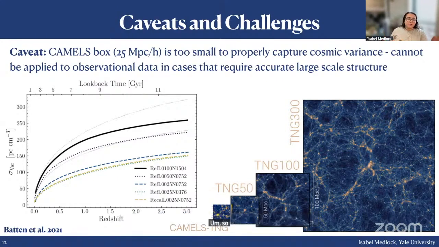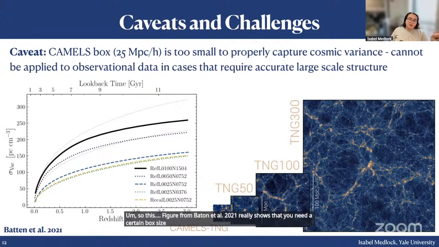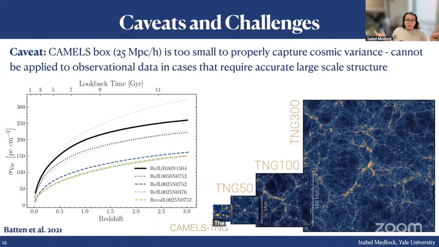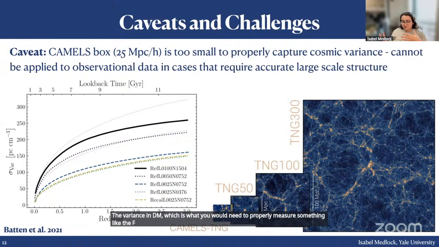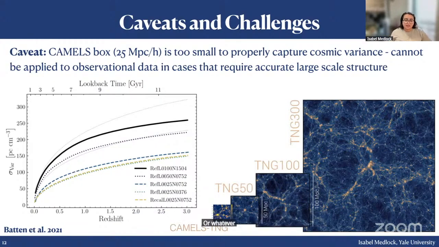So this figure from Batten et al. 2021 really shows that you need a certain box size, I think at least 50 megaparsecs, but ideally more, to converge in the variance in DM, which is what you would need to properly measure something like the F parameter or whatever other statistic you want to use.